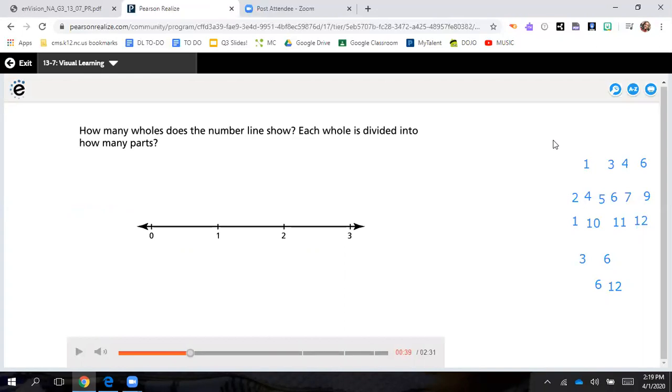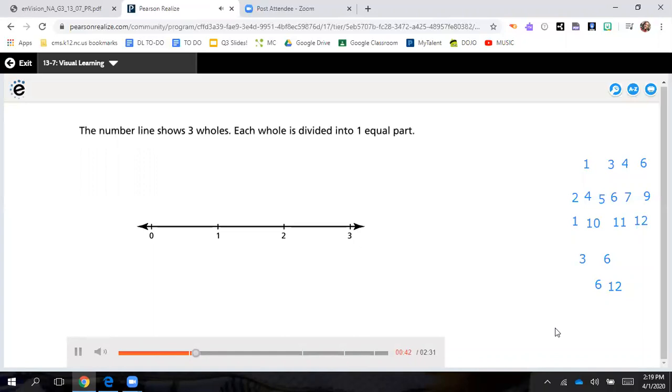So this video is going to pause. So what I want you to think about is how many wholes does this number line show? So if you look at it, you can see that it is divided into 3 wholes because I have 1 whole, 2 wholes, then 3 wholes.